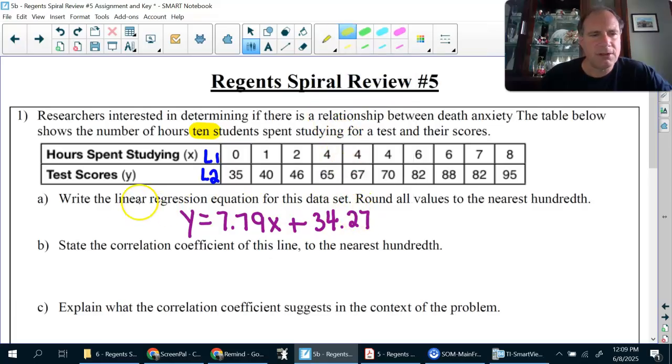And just remember, they're talking about a linear regression equation. You're talking about something with an equal sign. It must have an equal sign, and you must round it to the nearest hundredth.